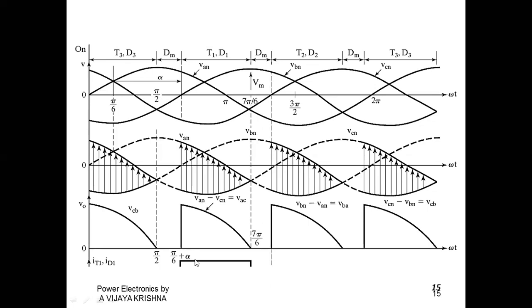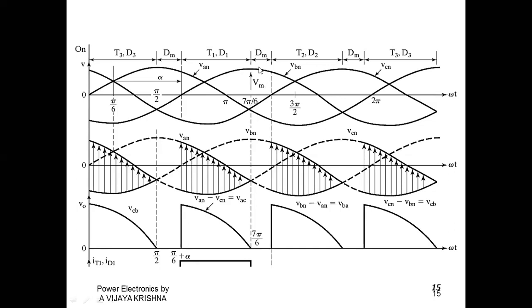Okay, pi by 6 plus alpha. So here the output waveform starts. Before that is T3, D3 and DM value. So that's why the output waveform shown starts from here, the average output voltage, and it should be up to 7 pi by 6 value. After that it should be negative peak.